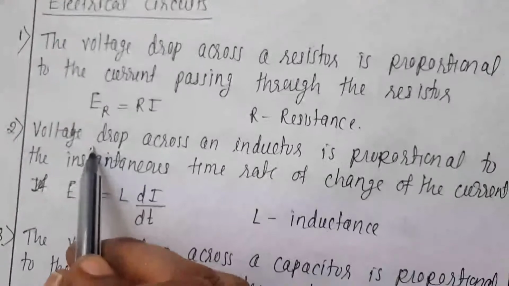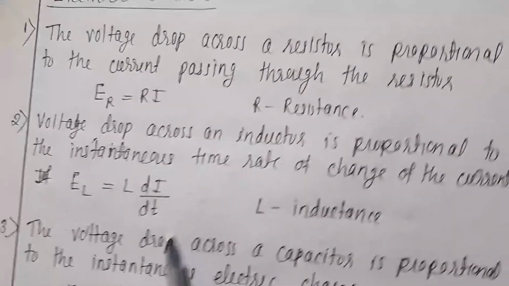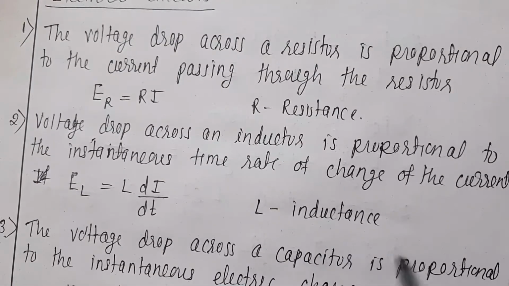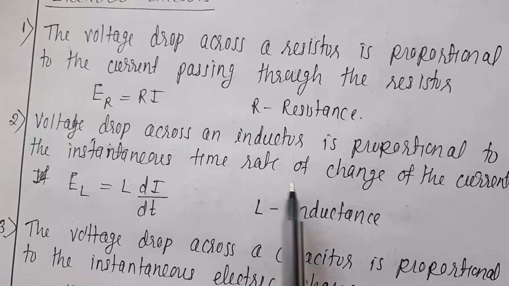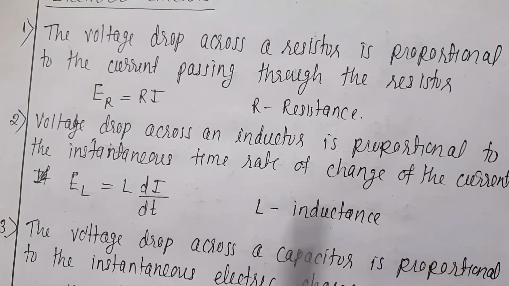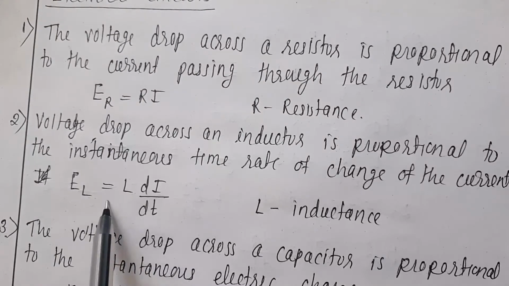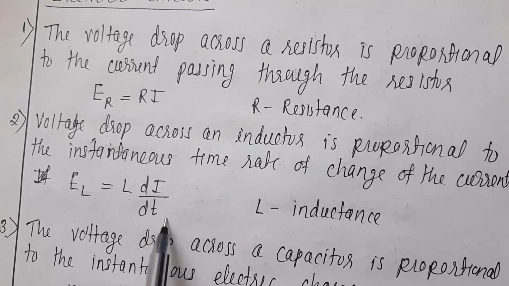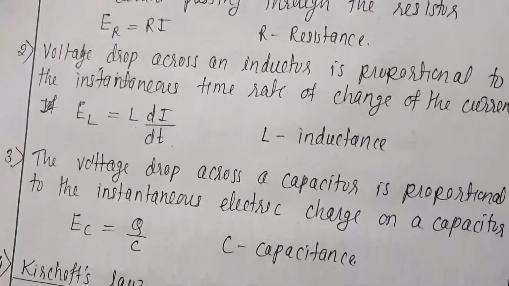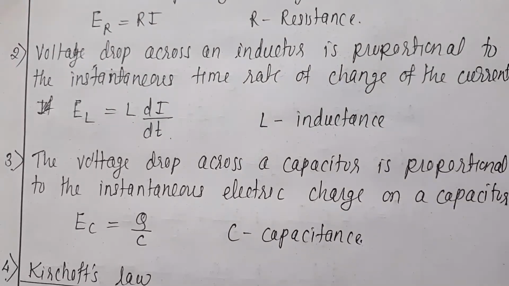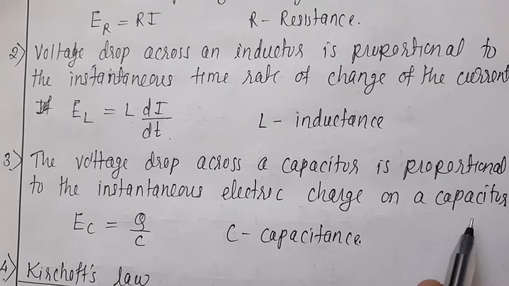Then voltage drop across an inductor, denoted by L, is proportional to the instantaneous time rate of change of the current. So if EL is the voltage drop across the inductor, then it is equal to L multiplied by di by dt. Third is voltage drop across capacitor is proportional to the instantaneous electric charge on the capacitor.